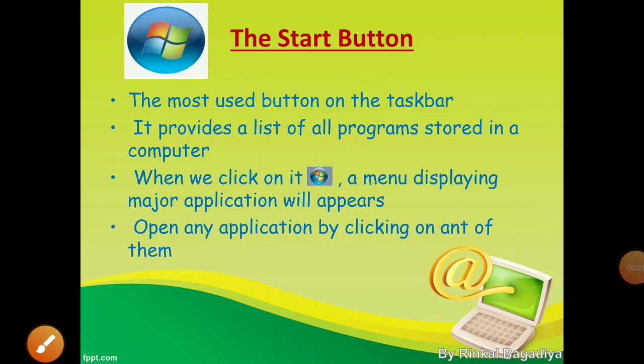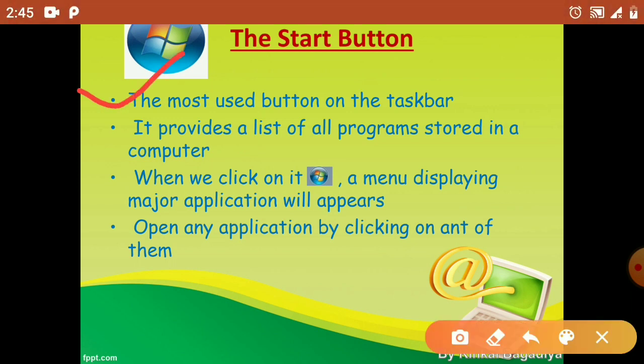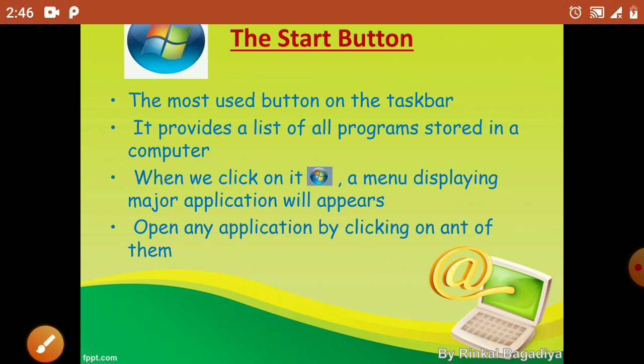First is the start button. Children, I think you all have seen the start button. The picture is also given on the screen. The start button looks like this. It is the most used button on the taskbar and is placed in the left bottom corner of the taskbar. When we click on the start button, one menu displaying the major applications appears. You can open any application by clicking on any one of them. So using the start button, we can open any program or application that is stored in our computer.